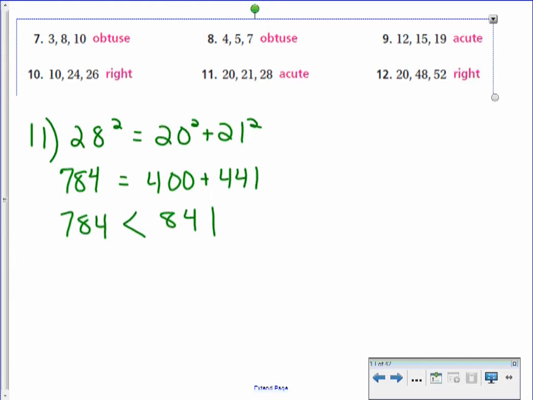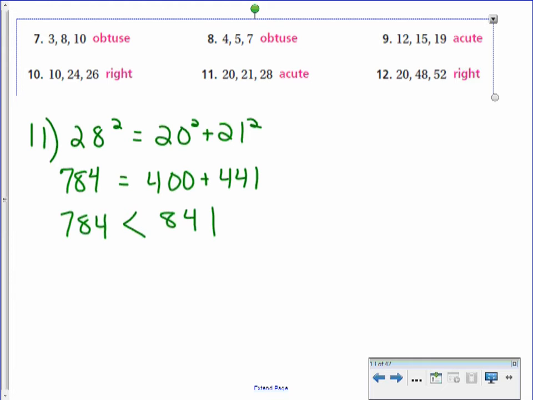Notice that my 841 is bigger. Is that the side that represents the hypotenuse, or is that the side that represents the leg? The legs. Well, we need to figure out what's going on with the hypotenuse. The hypotenuse is smaller. If the hypotenuse side is smaller, that means it is acute. You just have to know it's the hypotenuse side, the one that flags up.